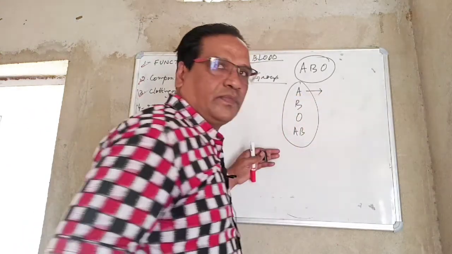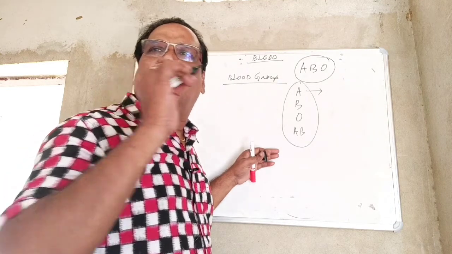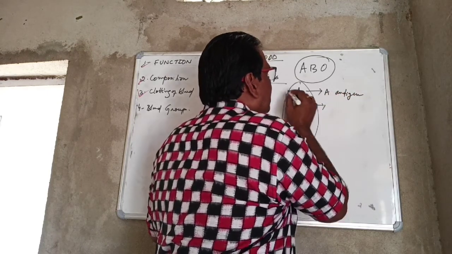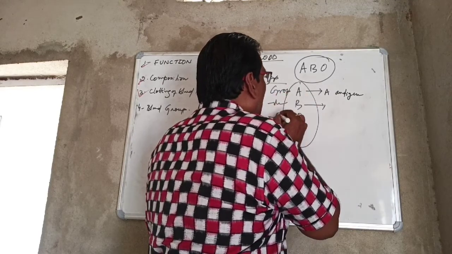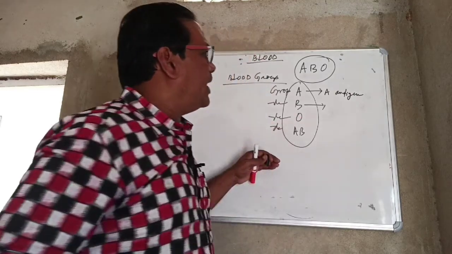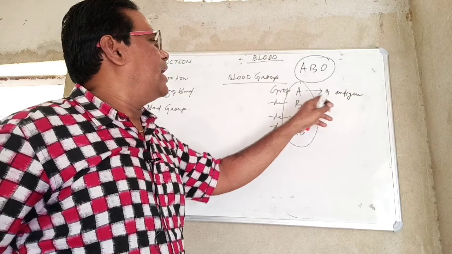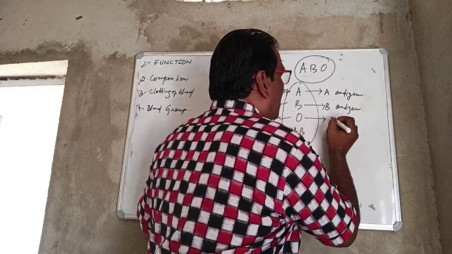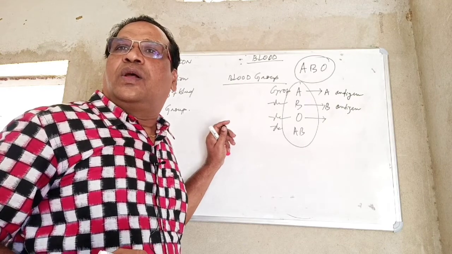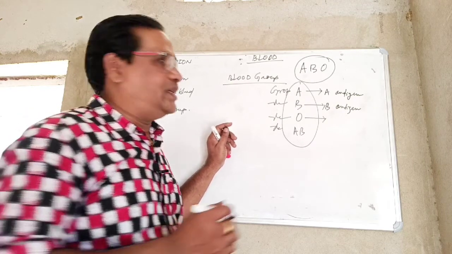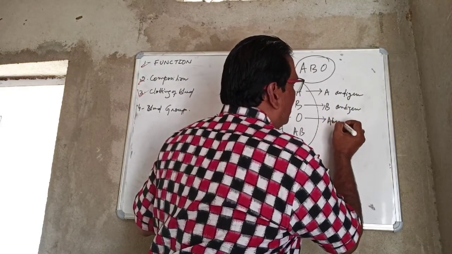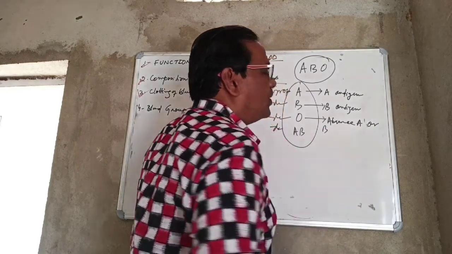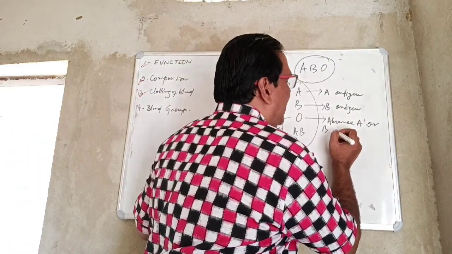Group A has A antigens, B has B antigens, and the O group has neither A nor B antigen, meaning an absence of A or B antigens.